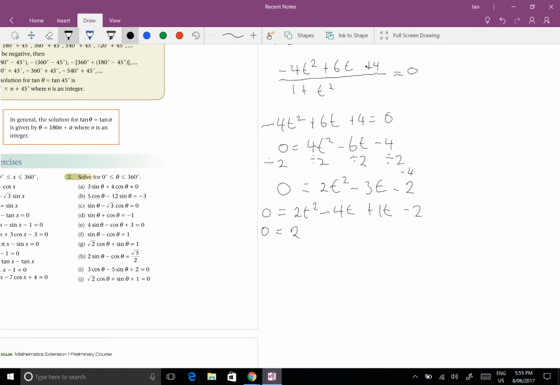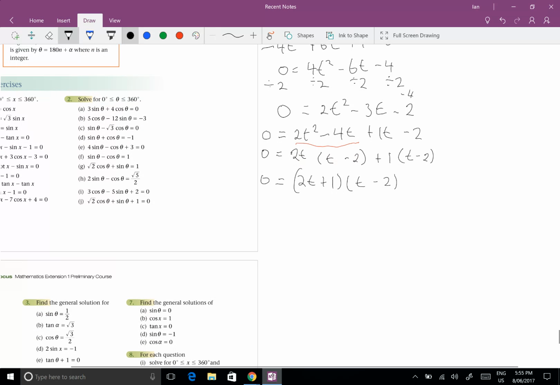Let's factorise this bit here. Let's factorise this bit. And we'll take out 2t. And we'll be left with t minus 2 plus, oh, look at this, I get a 1 outside of t minus 2. Oh, that works out really well. 0 equals 2t plus the 1, and I get t minus 2. Oh, great. So this is really cool.